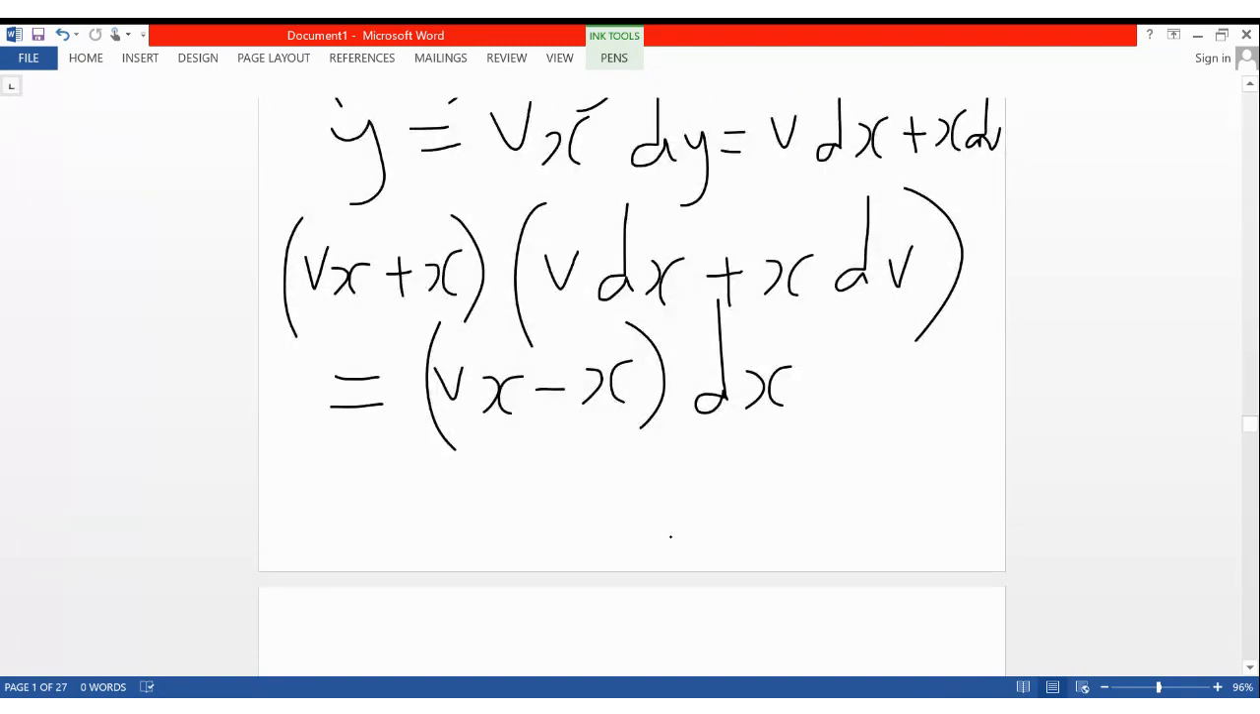Open up the bracket. So I'll multiply this one with the whole of that one. Again, I multiply the x with the whole of that one. That's how we do it. So the first one, I'll get vx times v, so I'll get v squared x.